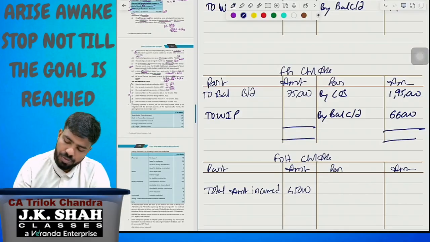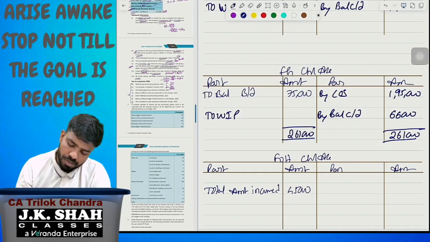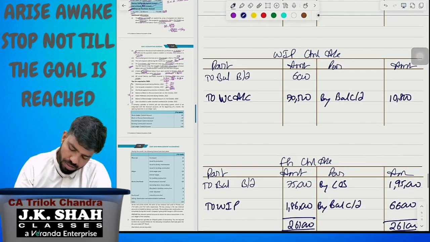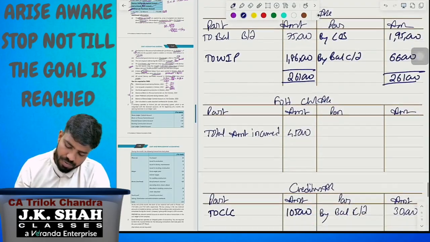This comes to 2,61,000. Less, work in progress is 1,86,000. So I'm writing here to finished goods 1,86,000. Done with the finished goods.